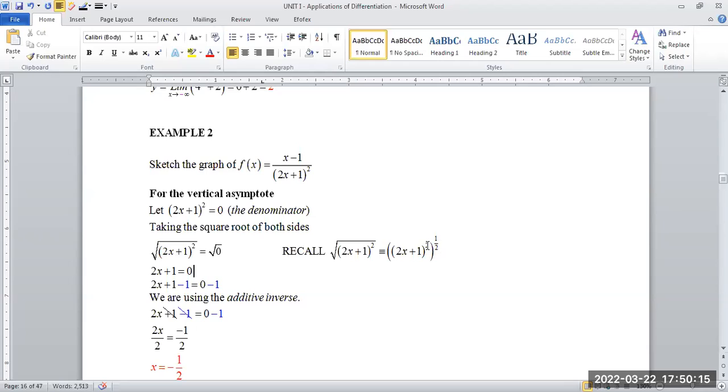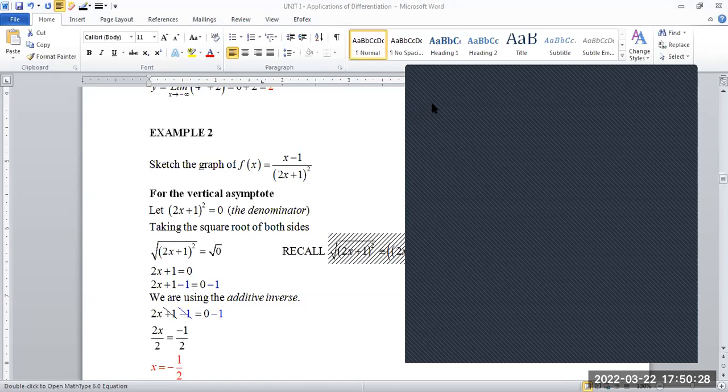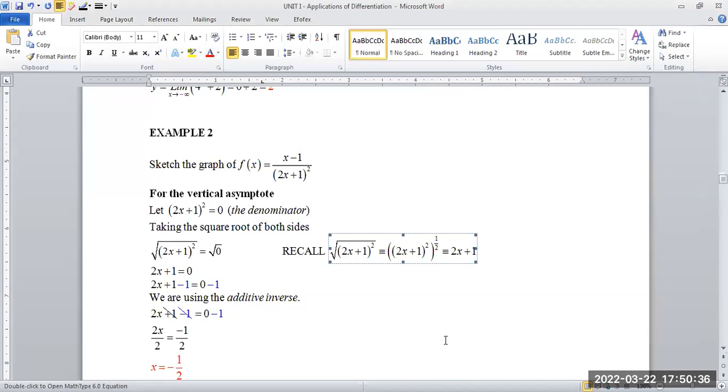And of course, the law says when I have a function raised to a power, which is raised to another power, I multiply both powers. I'm going to get 2 times a half. It's going to be a whole. So I'm going to end up with 2x plus 1. So that works out to be 2x plus 1. Hence, this 2x plus 1, hence, that 2x plus 1. That's the point I'm trying to make. And of course, the square root of 0 is 0. So I'm going to have 2x plus 1 equals 0.